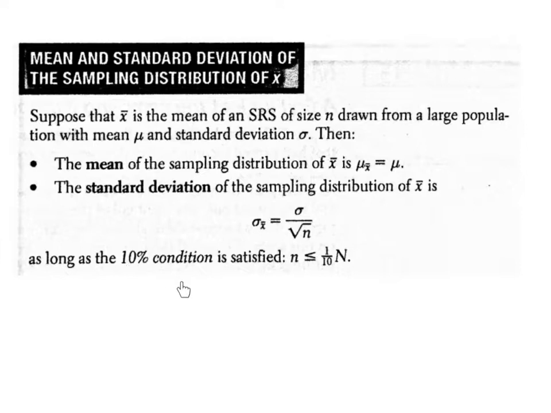And finally, we do need this condition still, the 10% condition: that the sample size is less than or equal to 1/10 the population size. The same reason we needed it with sample proportions. We have to ensure that the sample is not getting so large that we don't have variability from the population mean anymore. Okay, let's work an example.